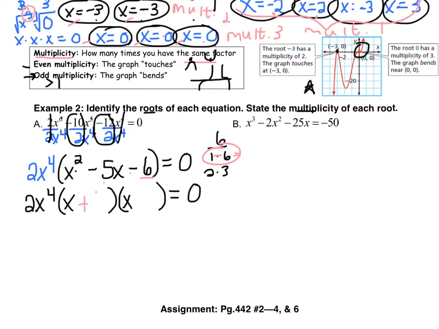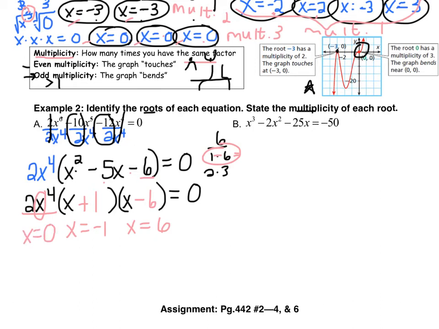So we'll put a positive 1 and a negative 6, and now we set each of the factors equal to 0 and solve them. So this first factor will be negative 1, this factor will be positive 6, and when we set 2x to the 4th equal to 0, we could do all the work, but basically the only number that we could put right there for x is 0.